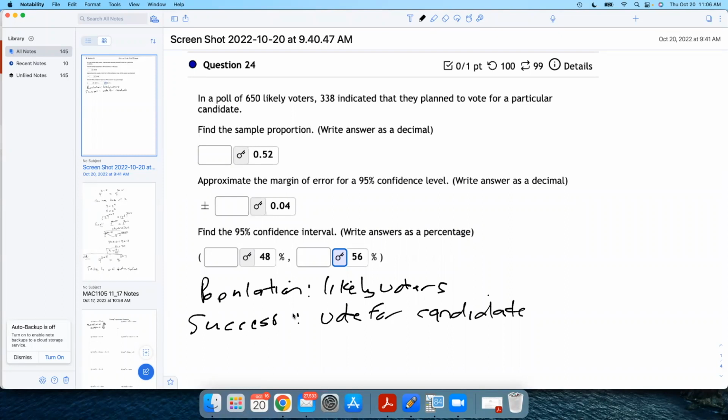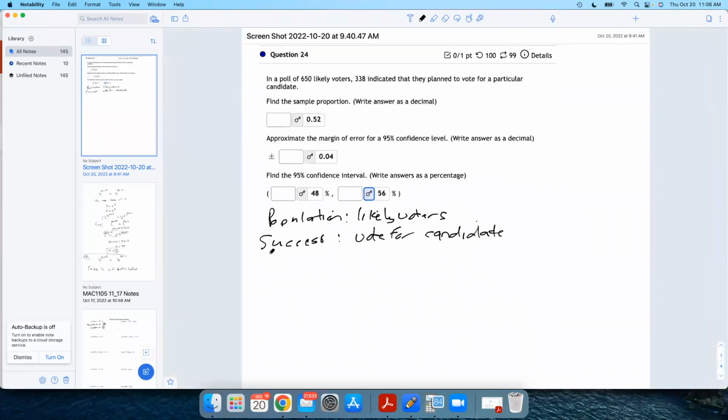Then we can define our variable. We write that out to help us write this. Let P be the proportion of them that did that, of the population that's successful, of voters that plan to vote for him, plan to support him.